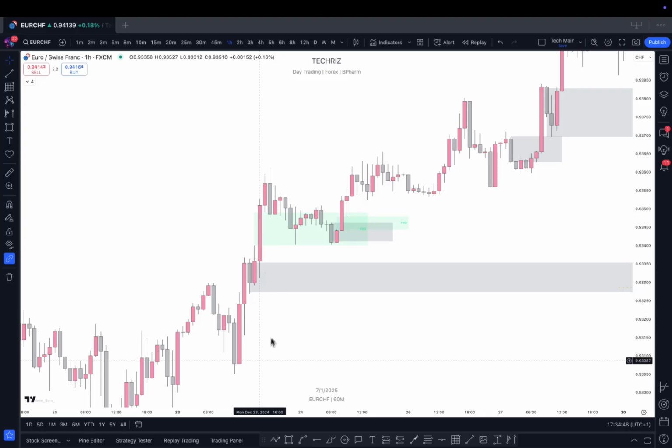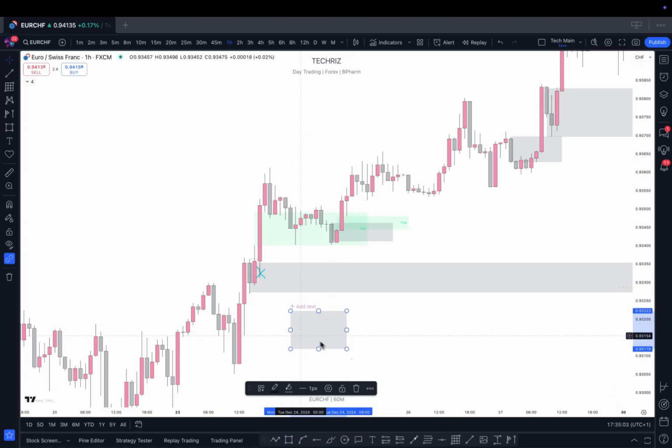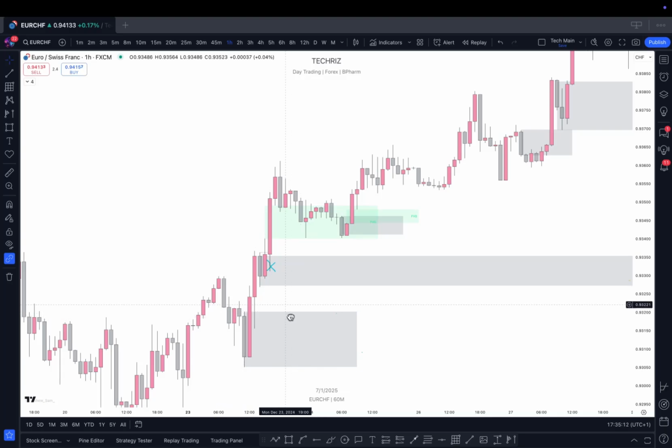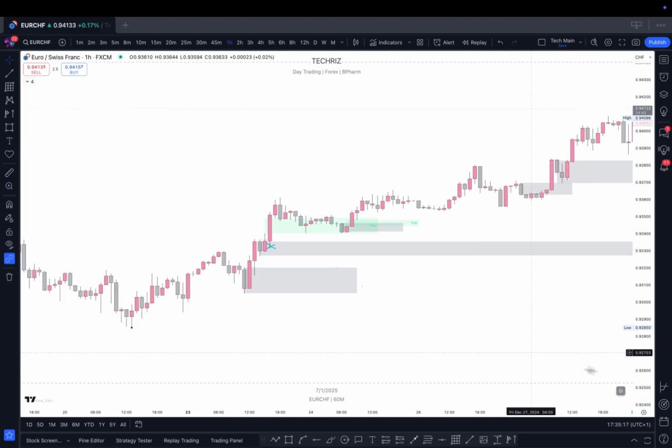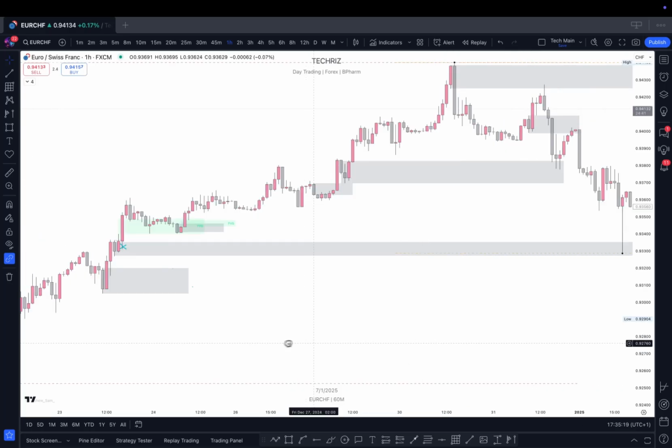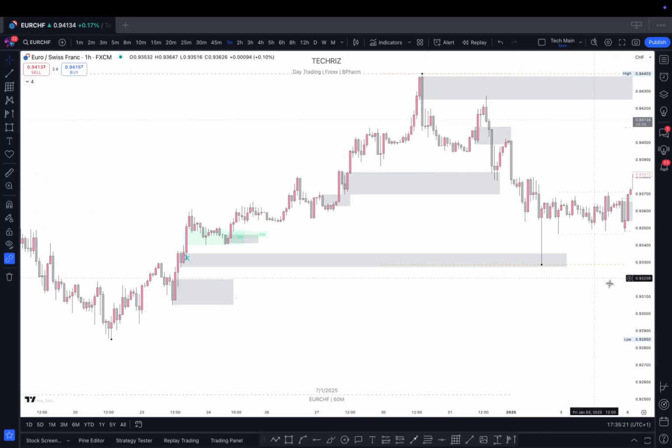This is not a mitigation. This is not a mitigation. That is not a mitigation. Right? So this is a mitigation, and you can see that's why price didn't use this zone. This one is a mitigation, because you can see after the body close, price came into it. Right? So that one is a mitigation. You can see that's why price didn't really want to come into it.